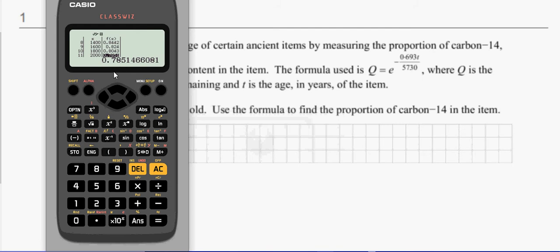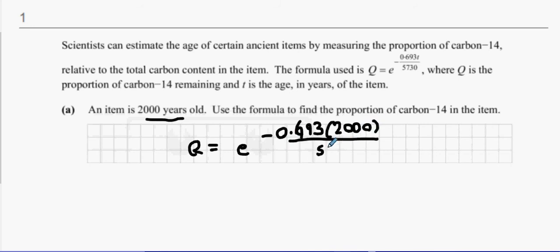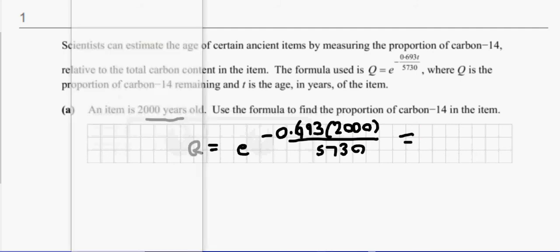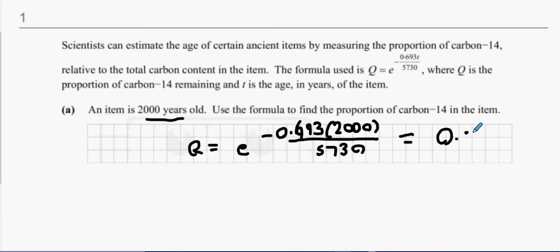Is that alright? So, for question 1, it's really easy. All you need to do is sub in your T value, and you put all that into the calculator. And the worst thing is, we already know the answer: 0.785. And you're good to go. Everybody cool with that? Now, the next question is slightly different.